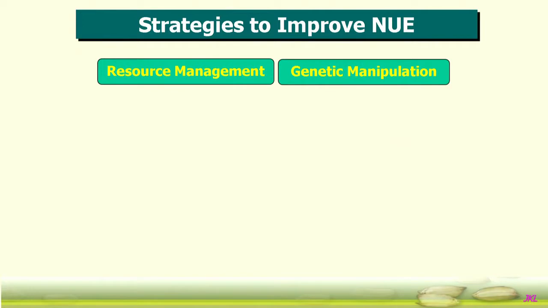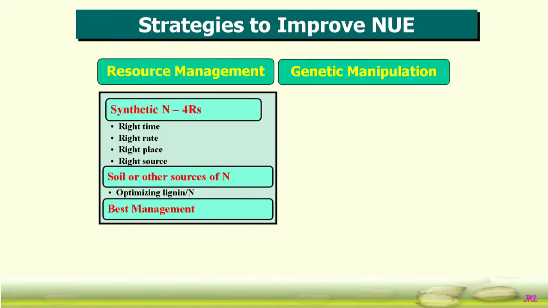So there are two ways you can handle it. One is managing the resources which you have in your hand, and another one is genetic manipulation. Let's go into a little bit of detail on this. So you heard about this 4R, which IPNI has advocated. Very useful. Right time, right rate, right place, and right source. Once you do this for synthetic nitrogen, I think you will have good synchrony.